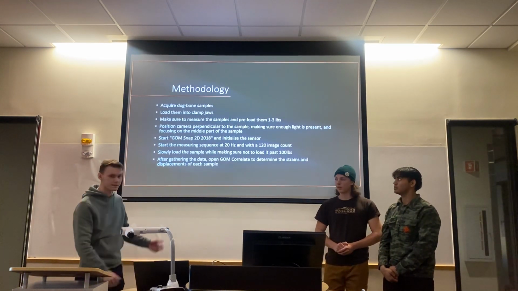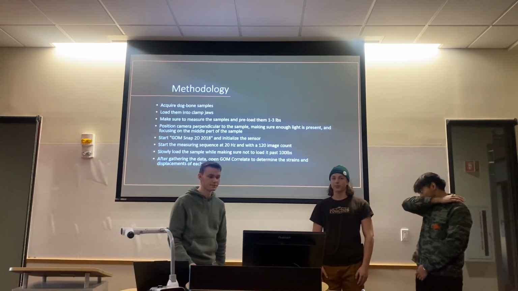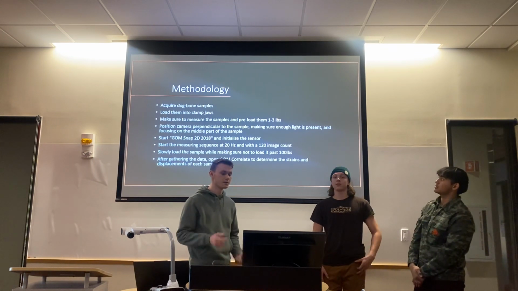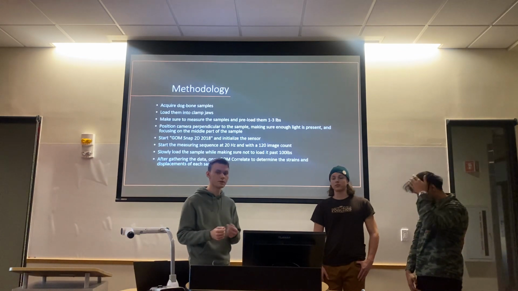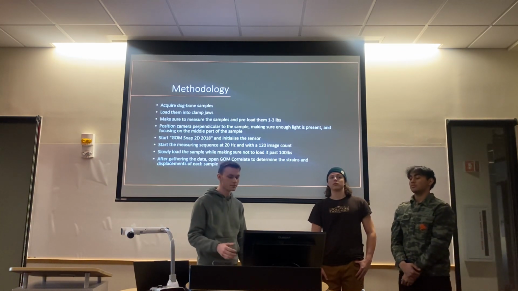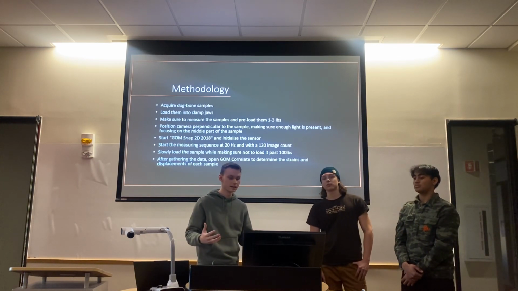So we have the methods that we used to actually make this lab happen. We first had to acquire the 3 dog bone samples that we were talking about. You have to load them into the clamp jaws. You have to make sure we measure the samples, and we have to preload them to make sure there's enough tension in them before we start. Then we have to position the camera correctly while also making sure that we have enough lighting.